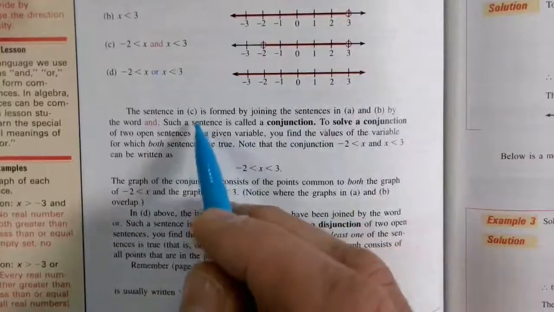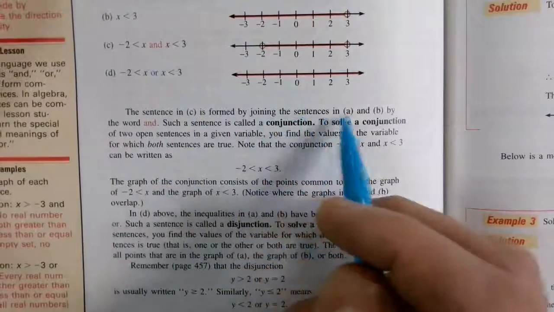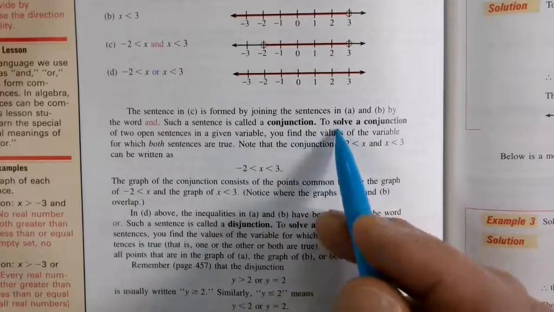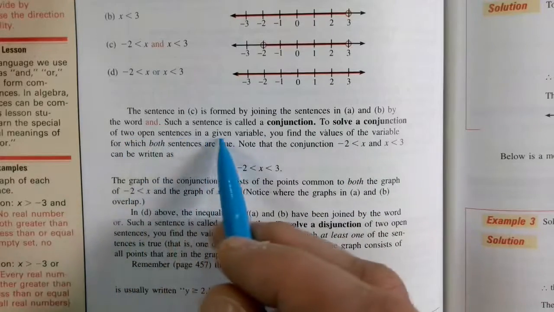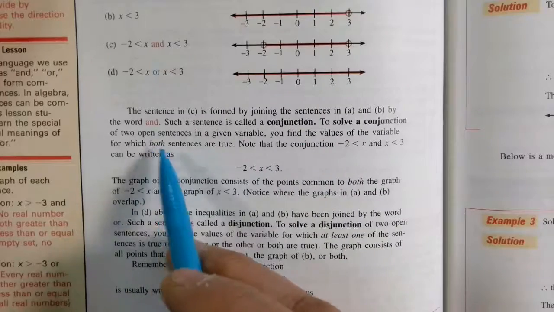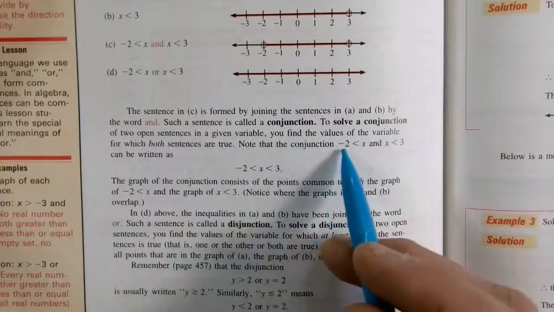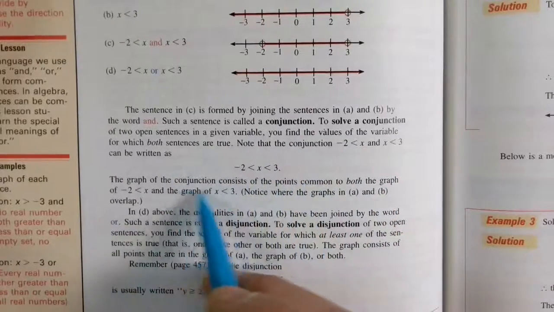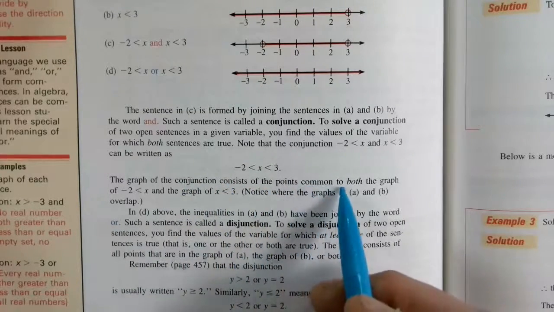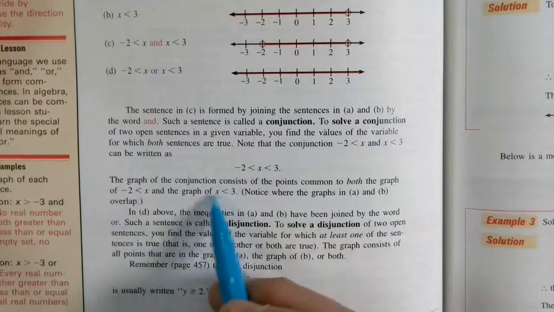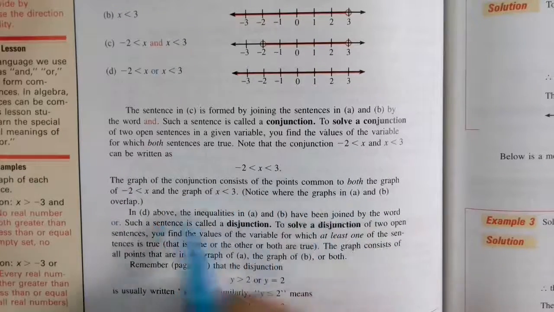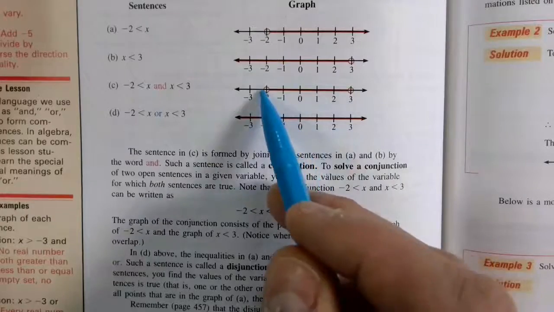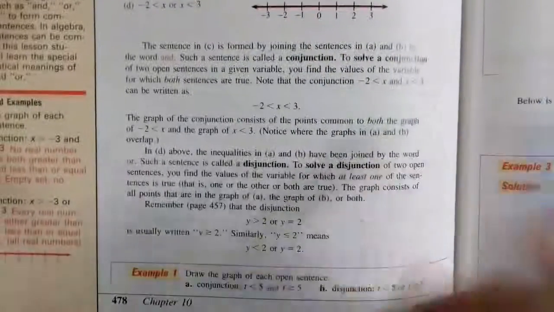The sentence in example C is formed by joining the sentences in A and B by the word and. This kind of sentence is called a conjunction. To solve a conjunction of two open sentences in a given variable, you find the values of the variable that makes both the sentences true. Notice that the conjunction x is greater than negative 2 and x is less than 3 can be written this way. The graph of the conjunction consists of the points common to both the graph of negative 2 less than x and the graph of x is less than 3. Notice where the graphs in A and B overlap. We saw that if we put this one and this one together, this is where they overlap. Okay. That's called a conjunction.